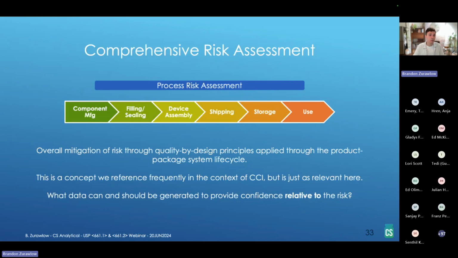The second concept is that when we're talking about that life cycle approach, it is important to evaluate what can go wrong and how it is being mitigated.